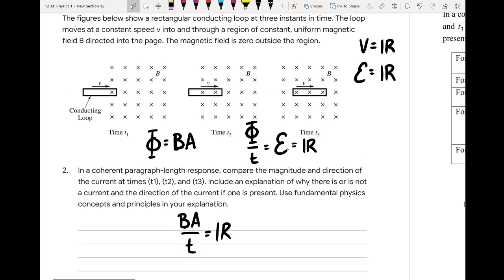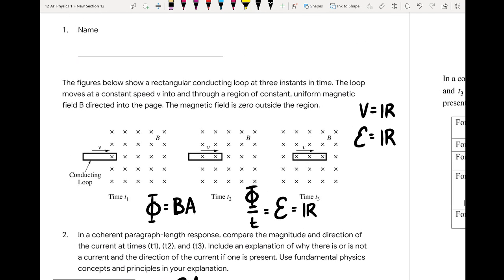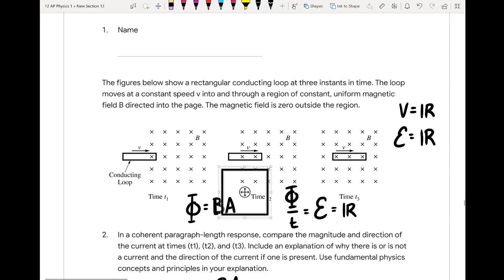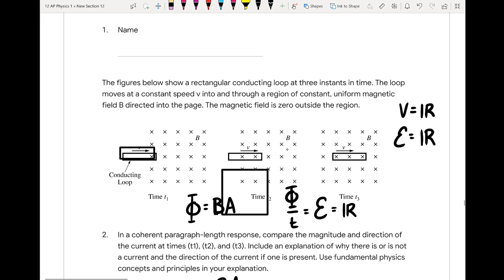And now is where things get a little bit confusing, so hopefully we are on track. When we're thinking about this idea, we don't care about just the area of our loop. Let me make a quick little loop. Sure, our loop has an area, but we don't really care about the area of the loop. We care about the area of the loop that is within a magnetic field.